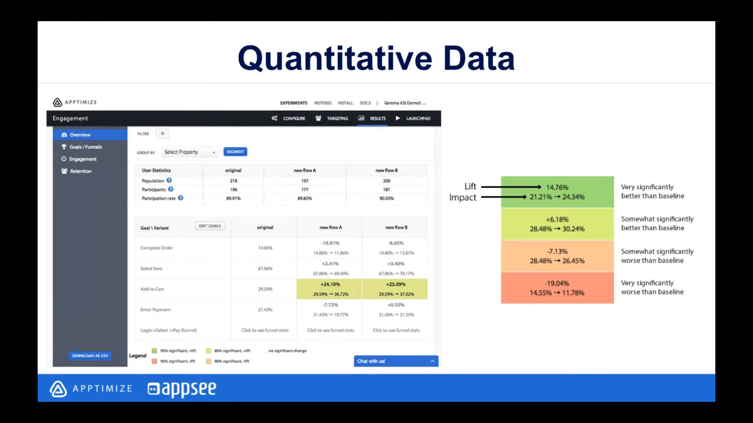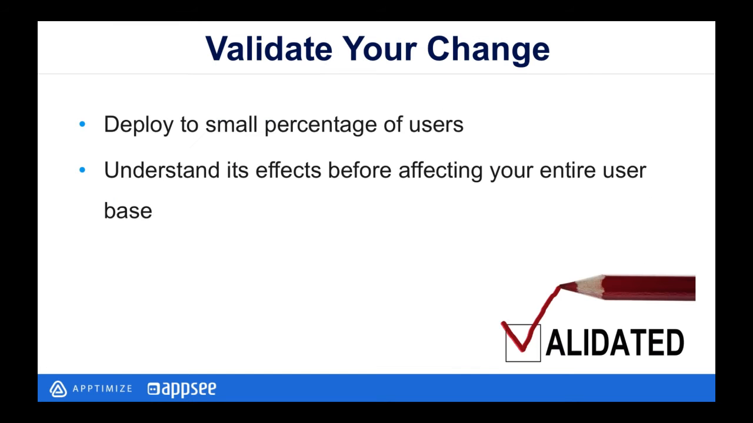So what this really allows you to do is get quantitative data that tells you how your changes are affecting your users. We can see here the original versus the two different variations, and we can see that there was a somewhat significantly improved difference. So this allows us to validate our changes by deploying to a small percentage of users. And the really big benefit is that we're able to understand the effects before we affect your entire user base.